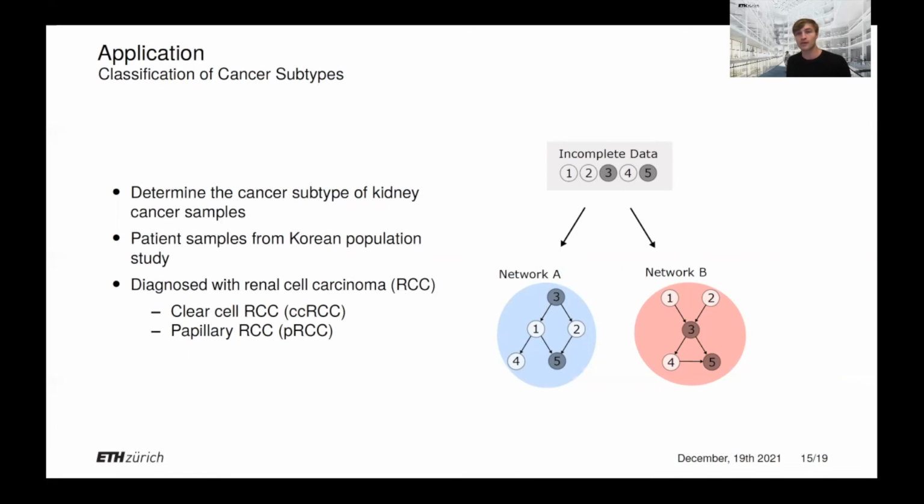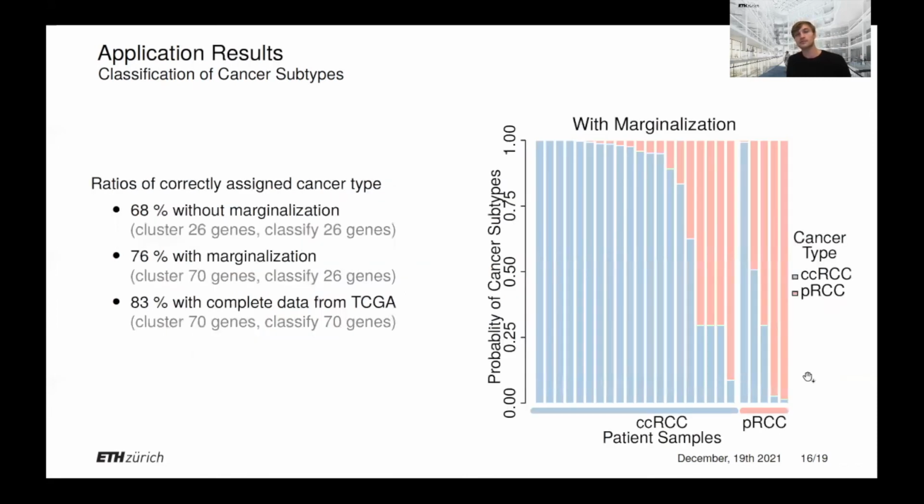In order to account for that, we used the marginal probability distribution as proposed in the method shown here. Using this, we were able to classify 76% of the patients to the correct cancer type. Just as a reference, if the data were complete, so if we were to observe 70 out of the 70 genes, then 83% of the samples would be assigned to the correct cancer subtype, right? So that can be seen as an upper bound of the calculation.